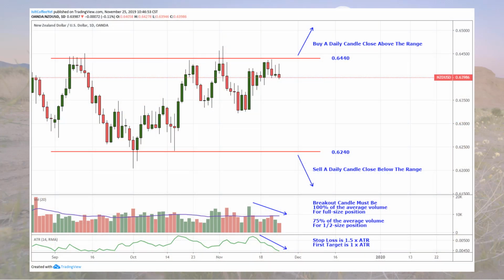And speaking of the plan, remember our New Zealand dollar US dollar trade plan. We're going to buy a daily candle close above the range or above 64.40, or sell a daily candle close below the range or below 62.40. If the volume is not quite average, go half size as long as it's at least 75% of the average. Your stop loss is 1.5 times the ATR, and your first target is 1 times the ATR. And remember to click the link below to the trade management video for more details.